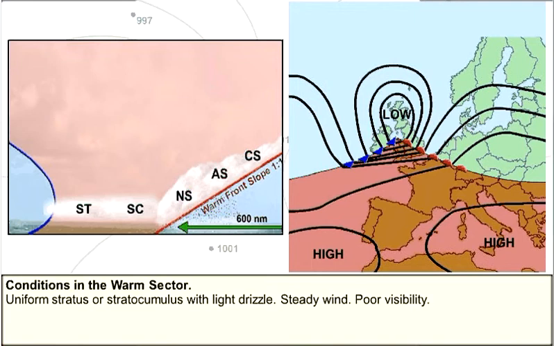Looking at just the plan view, you will notice that in the warm sector, as we approach the cold front, the pressure continues to fall slowly. Lastly, the temperature and dew point will remain fairly high and steady throughout this warm, moist air mass.